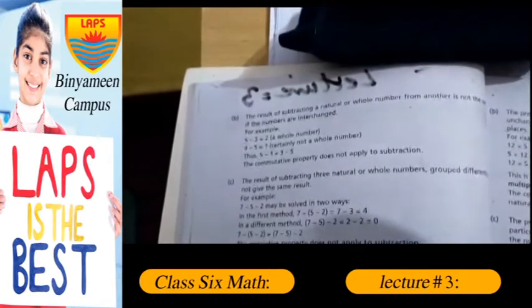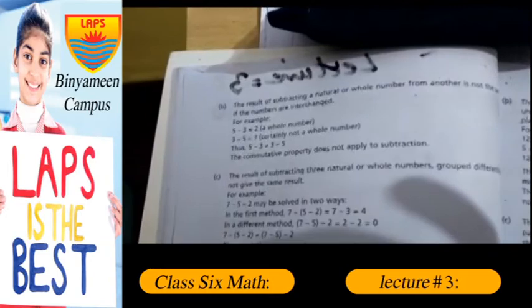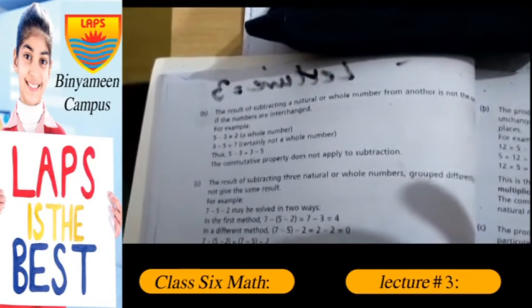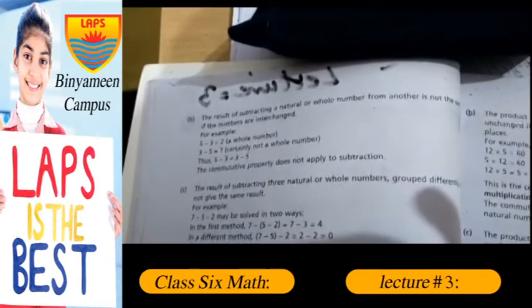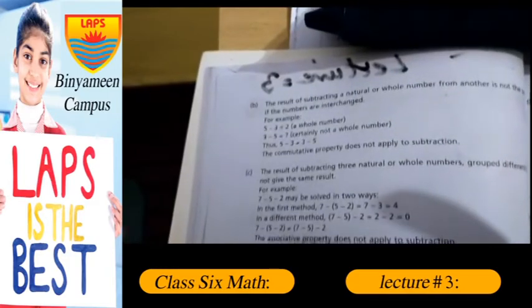Second property of subtraction. The result of subtracting a natural or whole number from another is not the same if the numbers are interchanged. For example, you can check in the example.